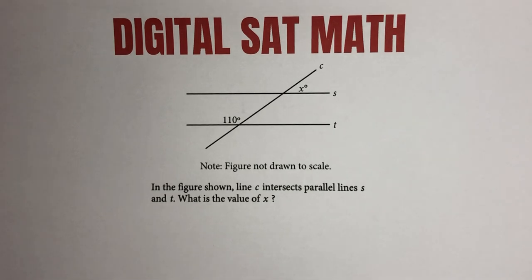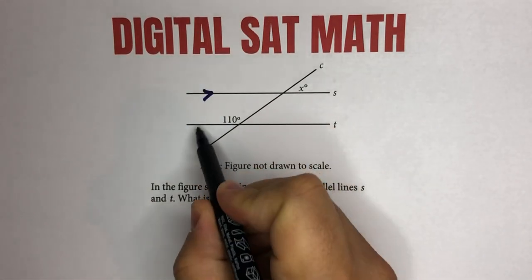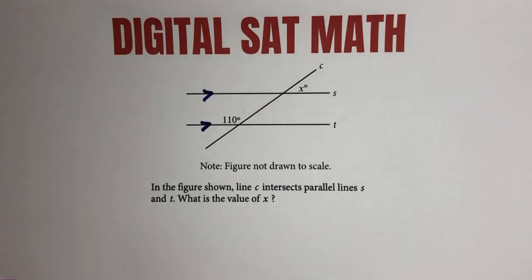Here is another digital SAT math question. Let's read the question. Note: figure not drawn to scale. In the figure shown, line C intersects parallel lines S and T. So these lines are parallel, S and T. What is the value of X?